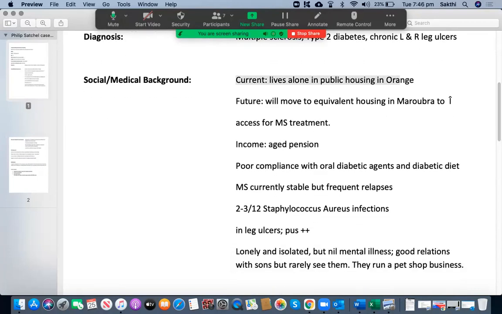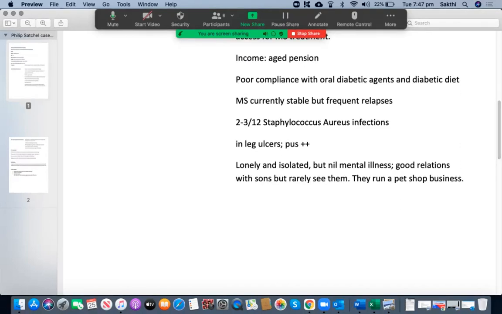So currently lives alone in public housing in Orange. Okay. Future will move to equivalent housing in Marlborough. Okay, that's all right. That's what you have mentioned anyway. That's good. To improve access for MS treatment. Okay, that's all right. You have included that. Income, aged pension, that is important. Poor compliance with oral diabetic agents and diabetic diet, that is also important. MS currently stable but frequent relapses.